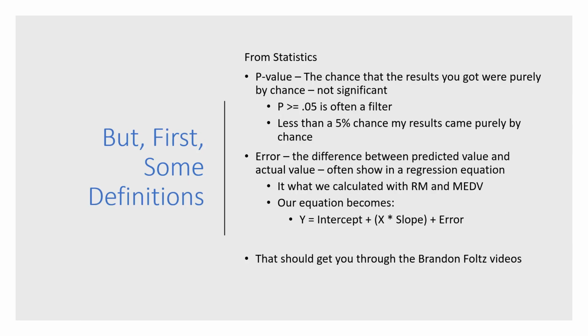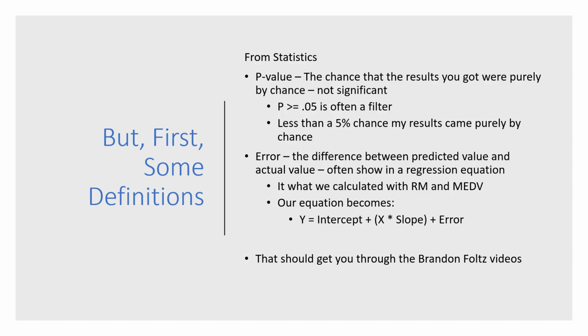Before we go on to the next video, Brandon Fultz uses a couple of terms. I want to make sure everybody understands what we're talking about. The first one is p-value. And I talk about p-value actually in the fourth video as well. P-value is basically the level of confidence we have in the results we got from a statistical test. And so loosely interpreted, p-value is the chance that the results we got aren't meaningful.